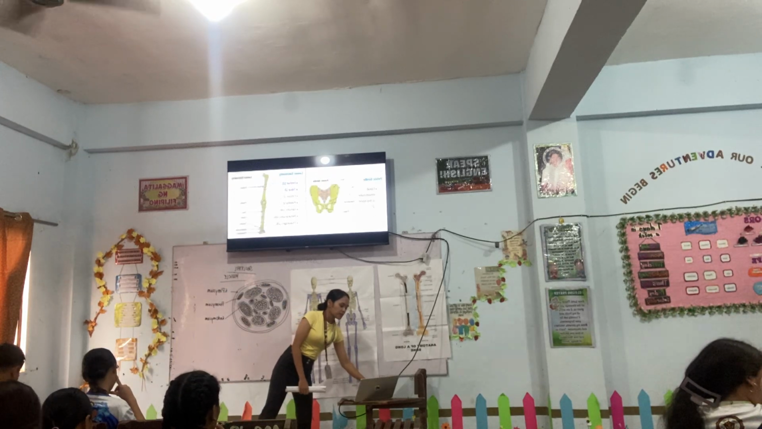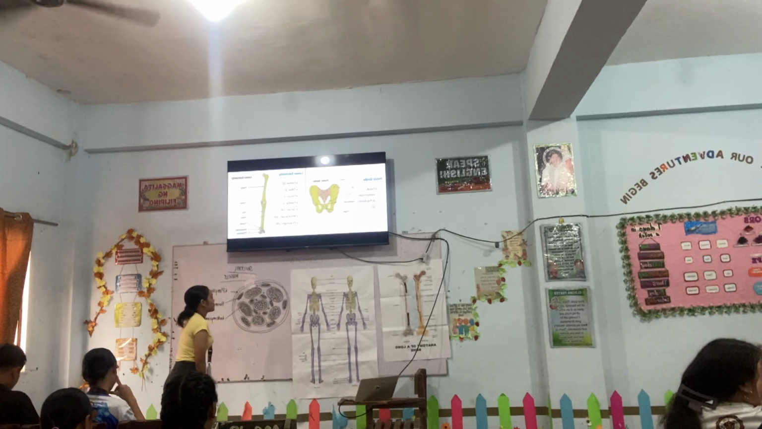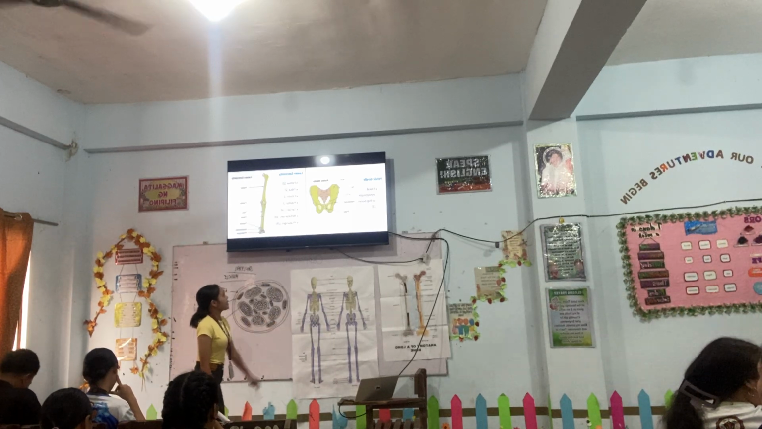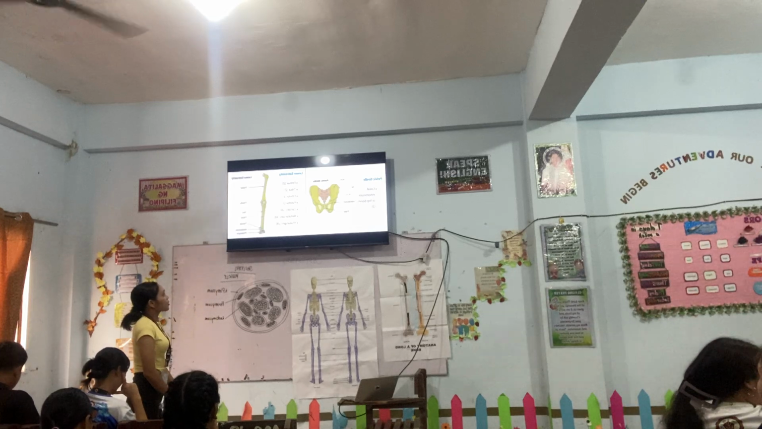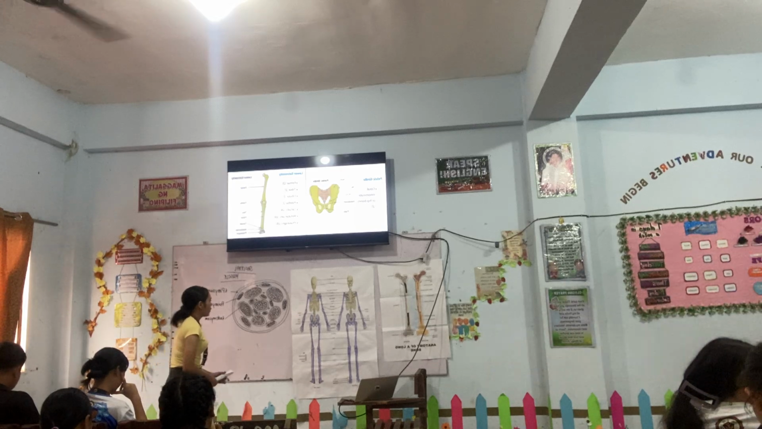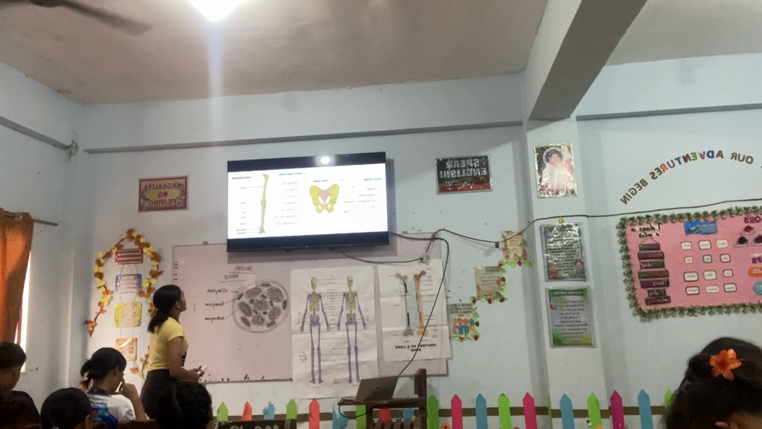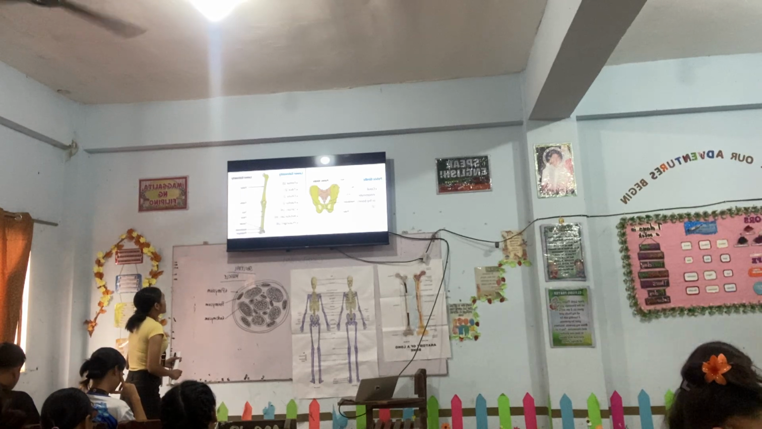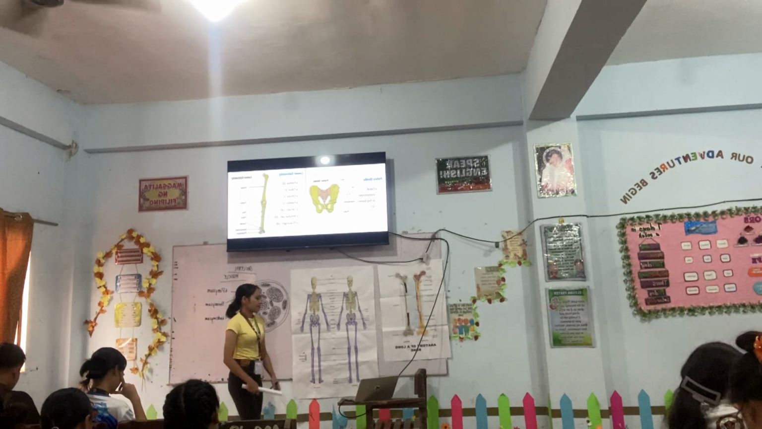Next is our pelvic girdle. It is composed of the coxal, innominate, or hip bones. And our lower extremities include the femur, the patella, tibia, fibula, tarsals, metatarsals, and phalanges.